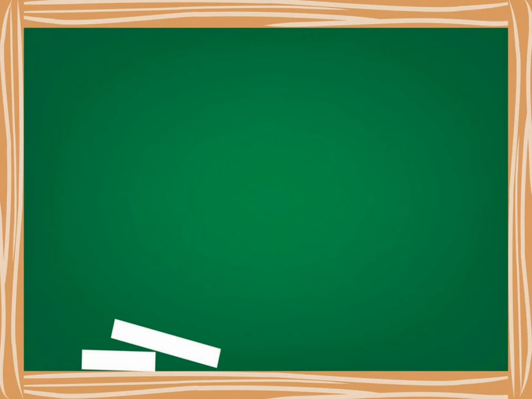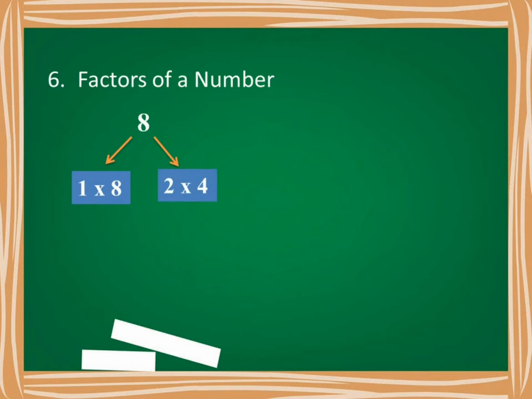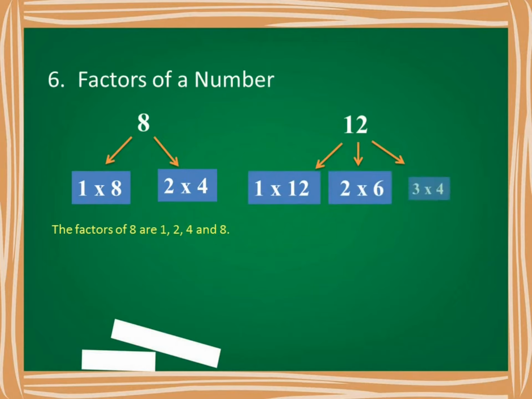Okay. We also have number 6, factors of a number. These are the numbers that you multiply together to get another number. So, halimbawa, 8. 8 is equal to 1 times 8 and also equal to 2 times 4. So, therefore, the factors of 8 are 1, 2, 4, and 8. At take note ha, si 8 ay divisible ng mga factors niya. So, si 8 ay divisible by 1, 2, 4, and 8. Another example is 12. 12 is equal to 1 times 12, 2 times 6, and 3 times 4. So, the factors of 12 are 1, 2, 3, 4, 6, and 12. And 12 is divisible by these numbers.